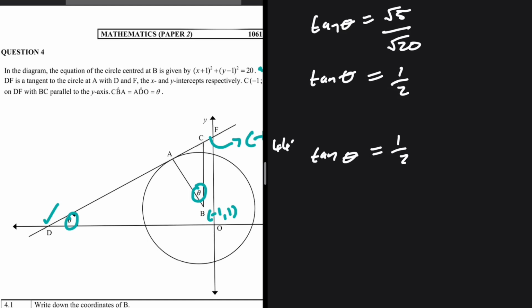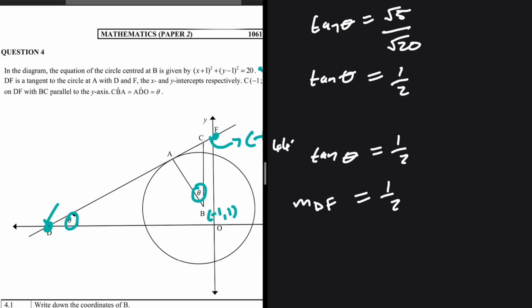So tan of theta is equal to the gradient. The gradient is equal to 1 over 2. So the gradient of this line DF is actually 1 over 2, because tan of theta is equal to 1 over 2, and that is the gradient. So we have the gradient of DF. I'm just appreciating the link from 4.3 to 4.4, that in doing 4.3, I had no idea that it is related to DF, but look at us now. So the gradient of DF is 1 over 2.